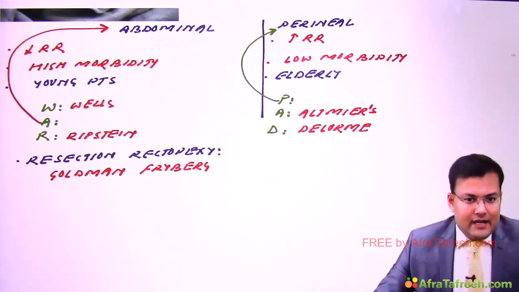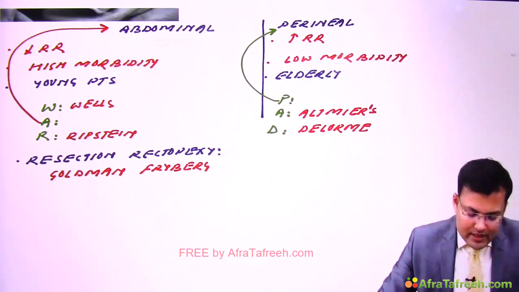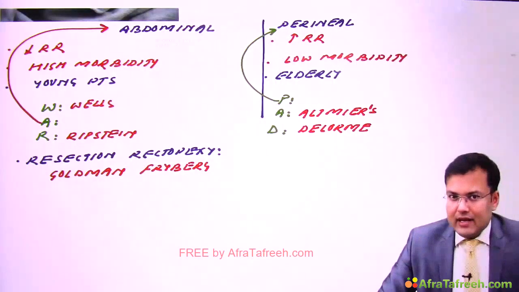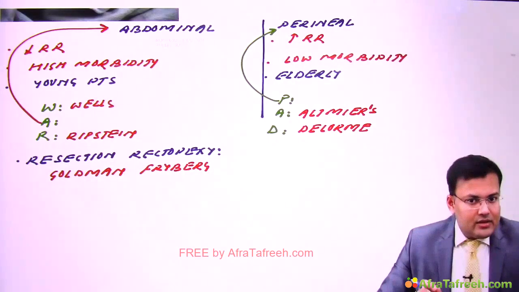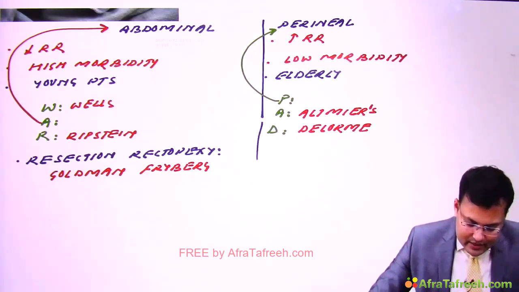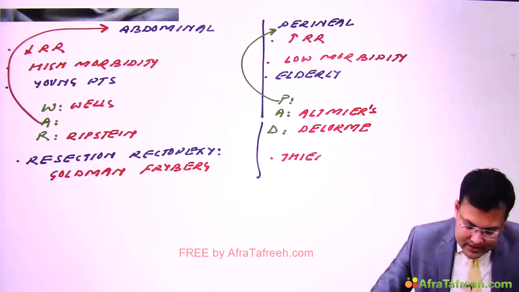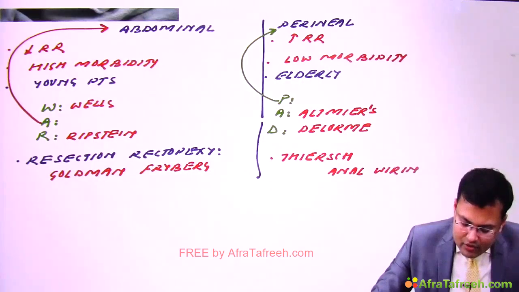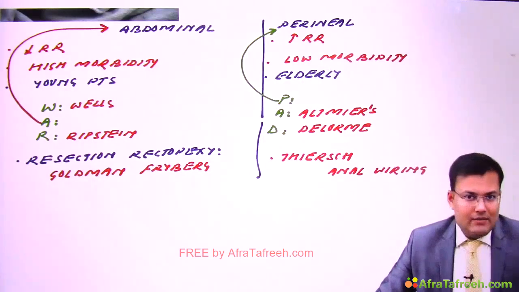They are asking Wells, Ripstein, Altmeier's, Delorme. We discussed Thiersch anal wiring. So you tell me, Thiersch anal wiring should be included in which one, abdominal or perineal? Obviously Thiersch is included in the perineal. So this is Thiersch anal wiring. Clear? So this is how we manage rectal prolapse in adults.